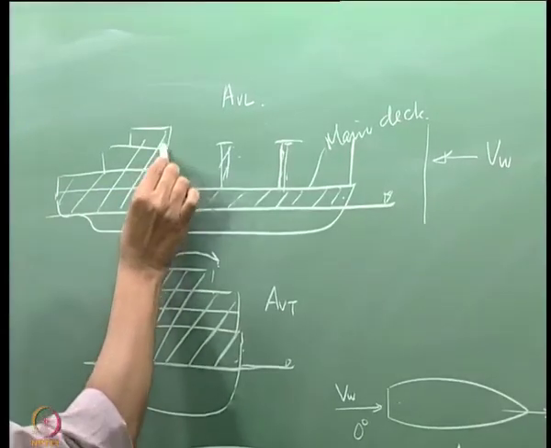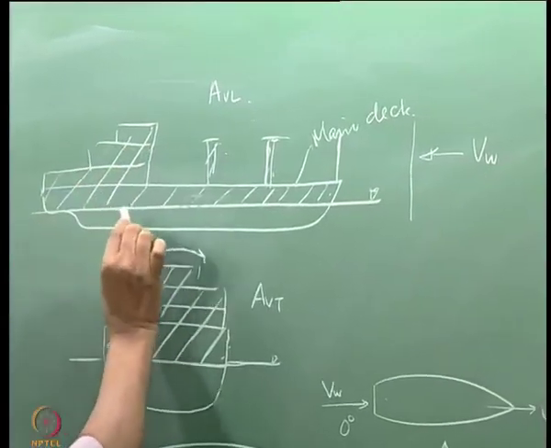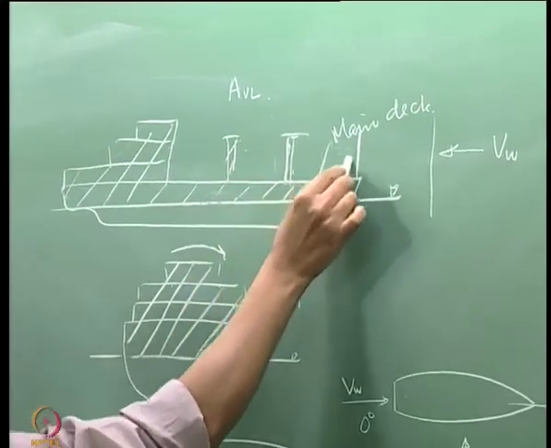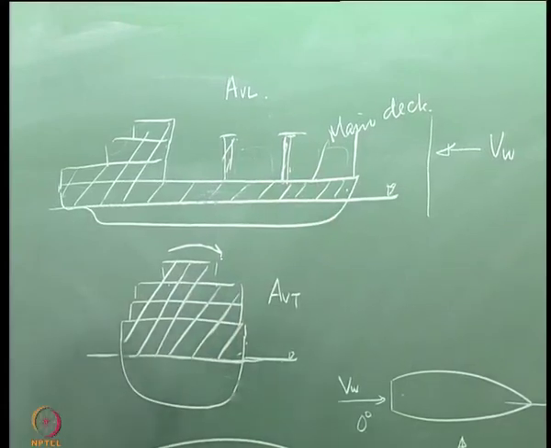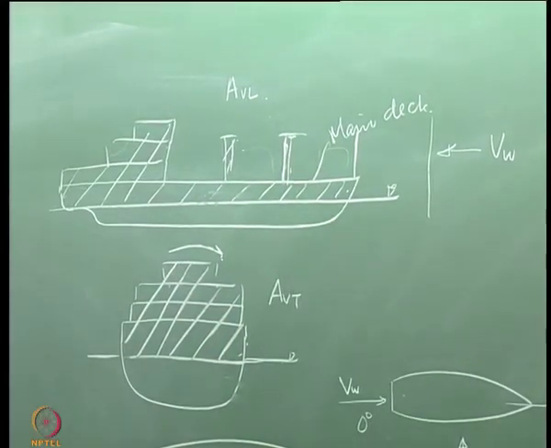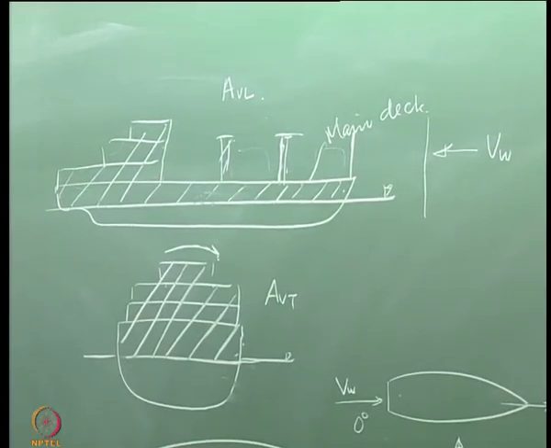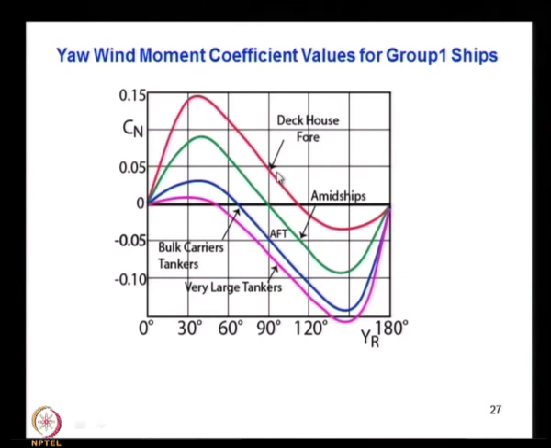Here this may be a superstructure or deck house, this is the aft of the ship, and sometimes you get it in the middle or sometimes on the forward side. So, depending on that position there will be a change in the moment, the wind action moment. So, that is what is accounted for here. You can see the deck house forward, this is the curve, deck house amidship, this is the curve, or I think aft may be one of these curves, and then you have the others for very large tankers and bulk carriers and all that.